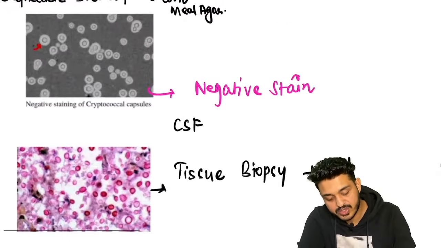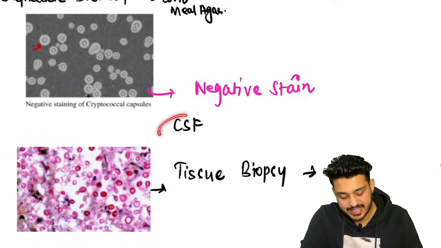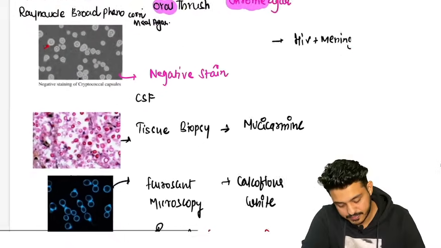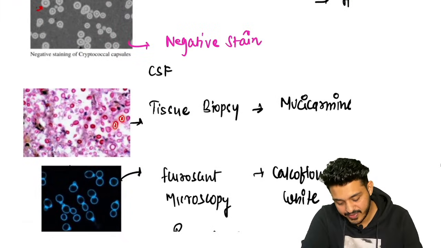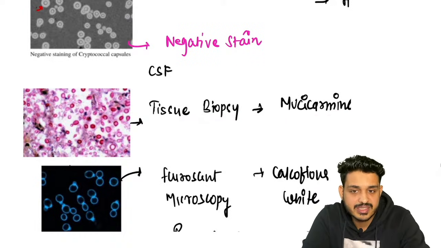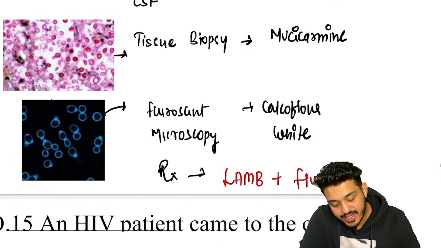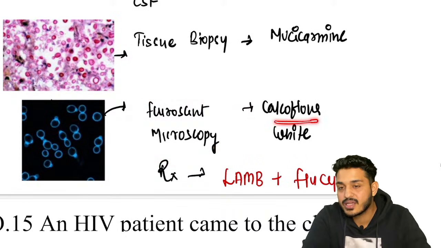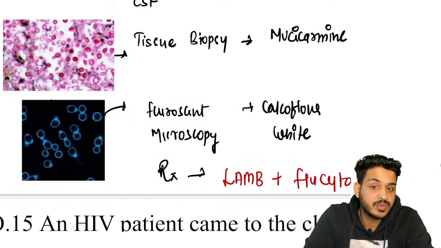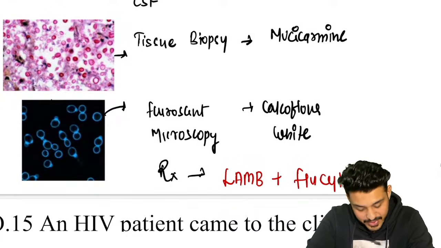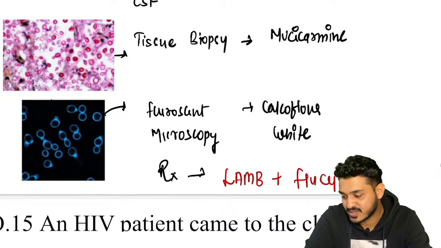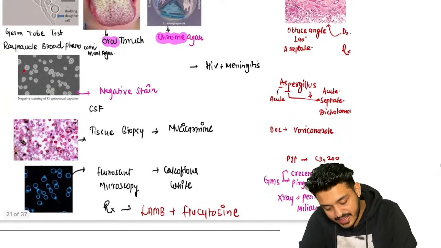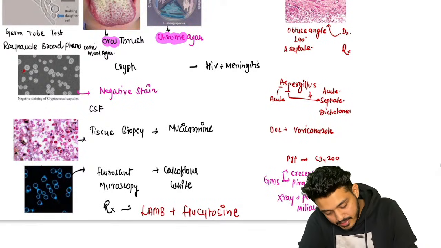This particular one. Can you appreciate the capsule? Negative stain. CSF sample is given. What is going to be your answer? Tissue biopsy. You will find these capsules in this tissue biopsy. These are the capsules. This is going to be the mucicarmine stain, right? The same for the same fungus, and this is your fluorescent microscopy for the same fungus. This fungus is a capsulated fungus. Remember the mnemonic for capsulated organisms? All of them are going to be bacteria; the one I've taught you is going to be what? Fungus, right? Cryptococcus neoformans, which is in fact the most important cause of meningitis.